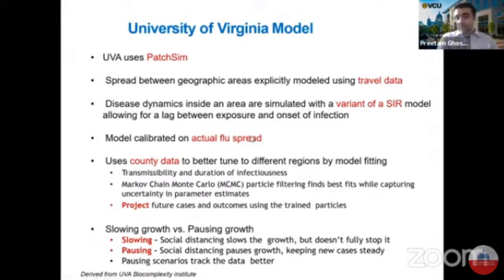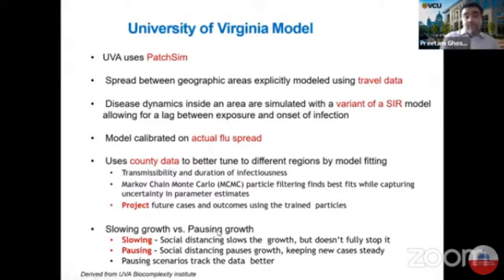This team has been working on infectious disease models for decades now. Many of their models have already been calibrated based on actual flu spread in the US. They have used county level data to have better granularity of the models and then integrate the different counties together into a larger scale simulation that way. Okay, they've used Monte Carlo simulation with particle filtering approaches over here to be able to fit the parameters and understand the R naught values and whatnot.